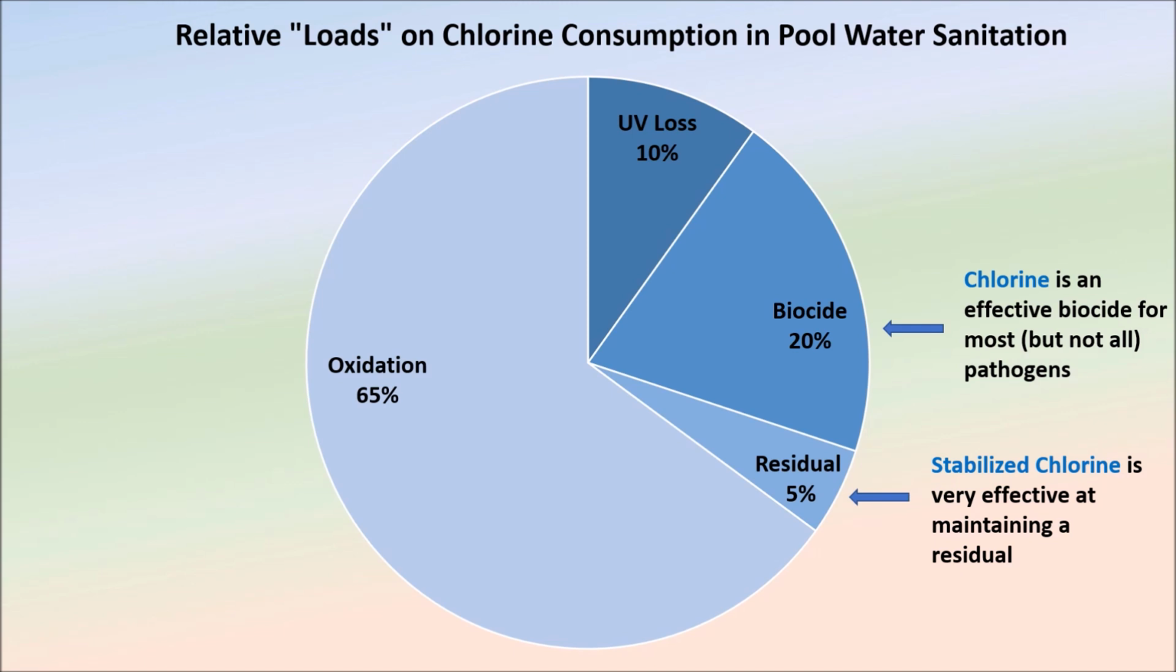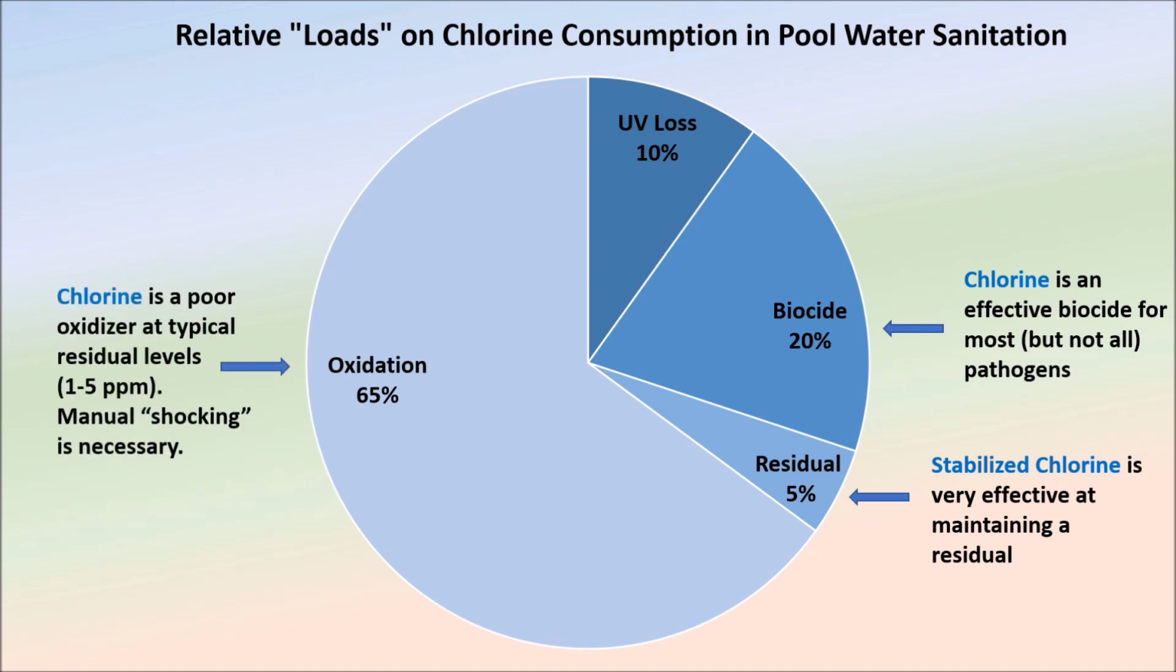The oxidation requirement is by far the greatest drain on chlorine usage and is the primary reason that chlorine consumption increases so dramatically during the summer over the winter. It occurs when people are swimming and in the pool. Unfortunately, however, at normal residual levels, chlorine is not an effective oxidizer. And this is the reason that we must manually shock the pool at regular intervals.